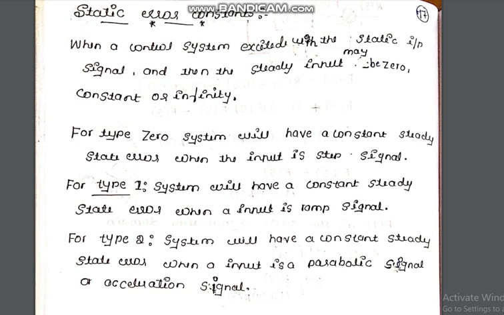So, for a type 0 system, the steady state error ESS will be constant when the input is a unit step signal. For a type 1 system, the steady state error will be constant when the input is a ramp signal. For a type 2 system, the steady state error will be constant when the input is a parabolic signal.